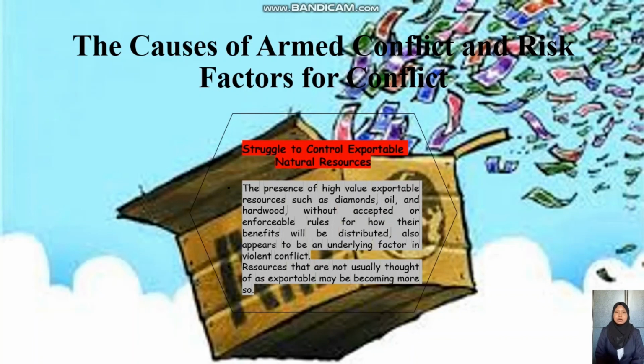Resources that are not usually thought of as exportable may be becoming more so. As water grows scarcer, with Greece's current problem of receding shoreline of inland bodies of water, aquifer depletion, salination, and projected future problems due to climate change, the price of water is rising, and in response, exports of water are beginning.